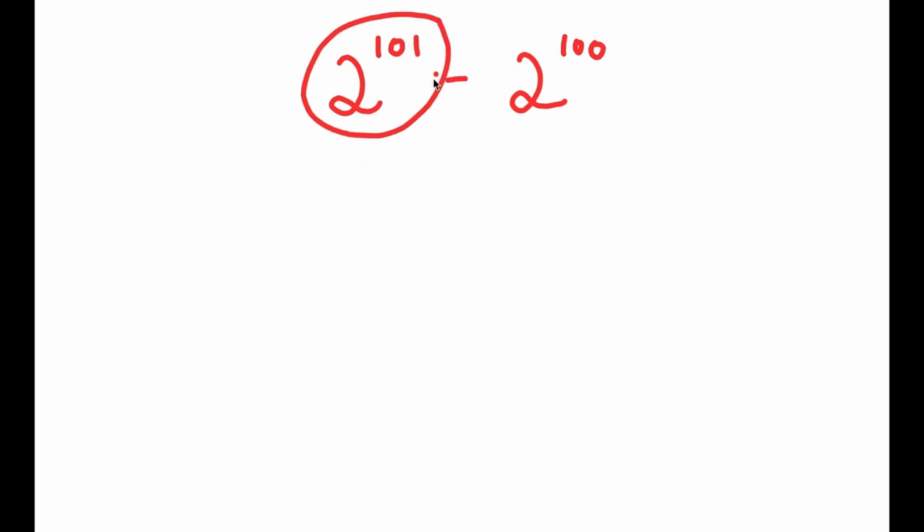Alright, so in this video, I'm going to be solving the problem 2 to the power of 101 minus 2 to the power of 100. So to solve this problem, I'm going to first start by rewriting 2 to the power of 101 as 2 to the power of 100 plus 1.